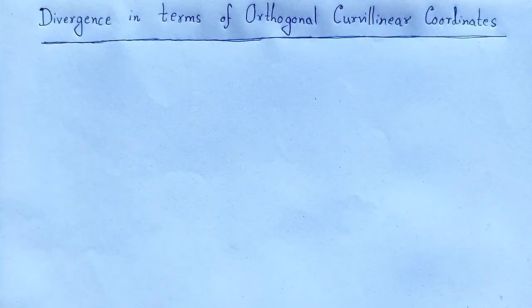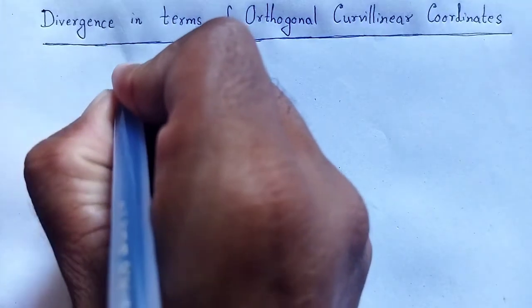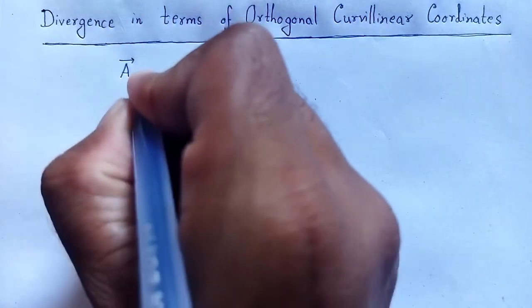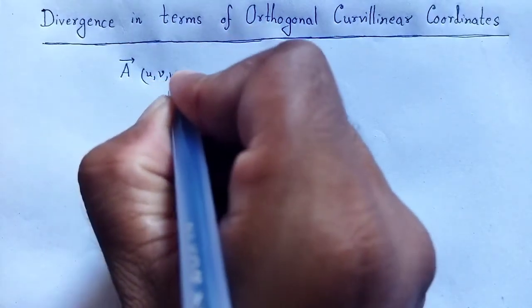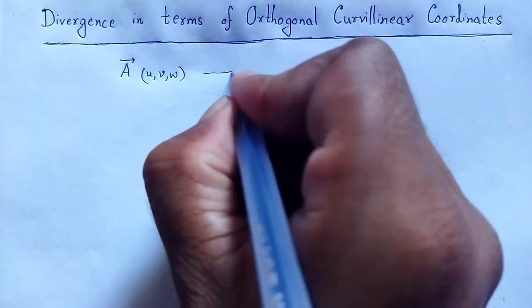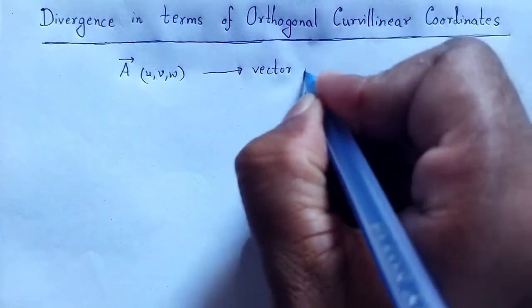In this video, we are going to discuss divergence in terms of orthogonal curvilinear coordinates. Let's begin. Let A, a vector that is a function of u, v, w, be a vector point function.